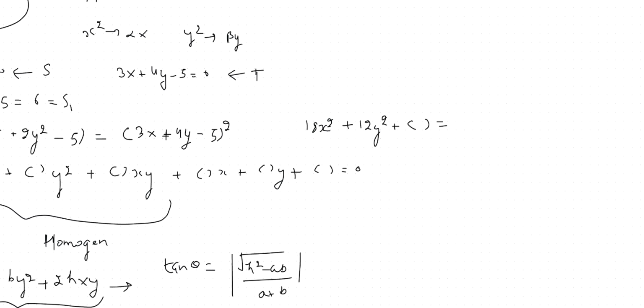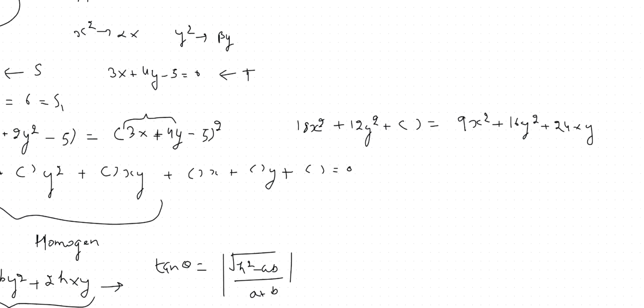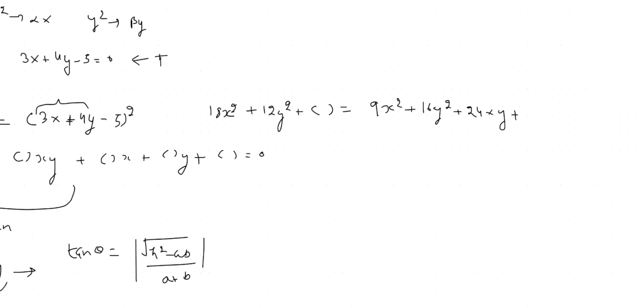You will be having (a plus b plus c) whole square, so a square plus b square plus c square plus 2ab plus 2bc plus 2ac. So 9x square plus 16y square. And then there will be one term in which we will be using 2 into 3x into 4y. So plus 24xy. Now there will be other terms also, but those other terms are not going to be helpful. So it is better not to write those terms. It will save your time.